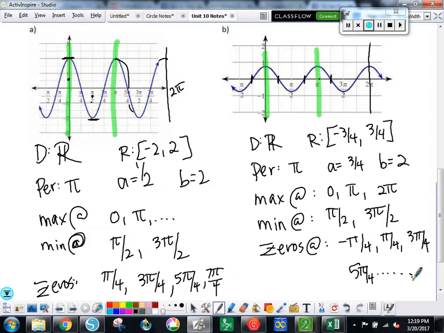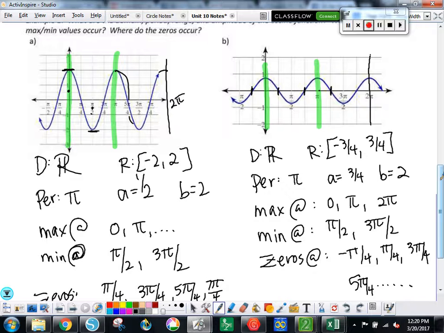Oh, how miserable. If we were to come up with the equation on part A, I wrote this in, let's get rid of this. If I were writing this equation, it would be y equals A, which is 2, cosine B, which is 2 theta. Or you could say it in terms of theta here. I think that's what I did in the answer key. On part B, if I were writing this function, it would be y equals A, which is 3/4, cosine B, 2 theta. Good.